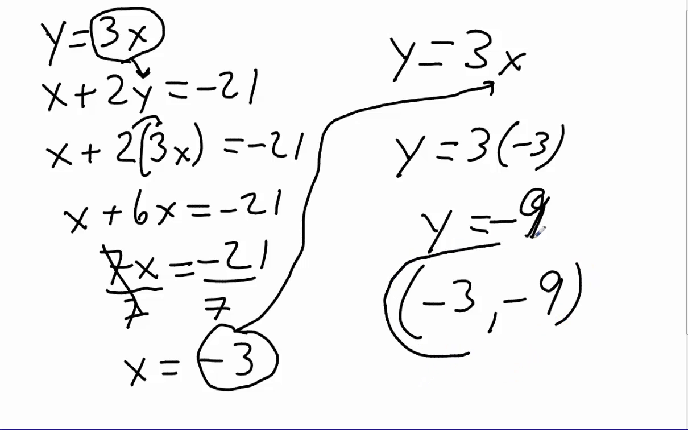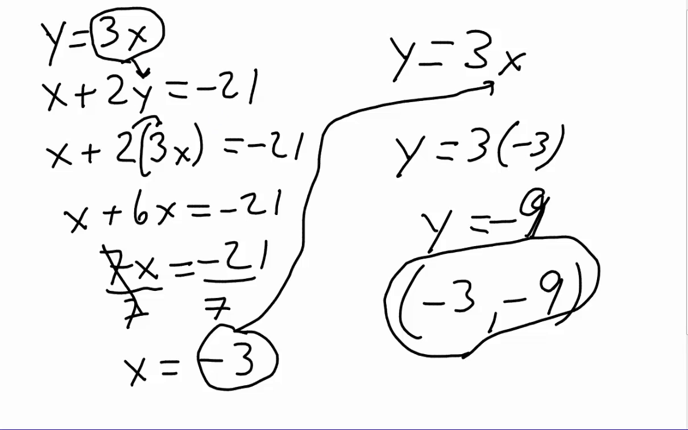And that's our answer. If we wanted to check our answer, we could substitute negative 3 in for x and negative 9 in for y. We could simplify it and it would equal negative 21. Likewise, we could put negative 3 in for x and negative 9 in for y in the other equation, and again it would be equal. I'm not going to do that for time's sake, but it is something you can do.